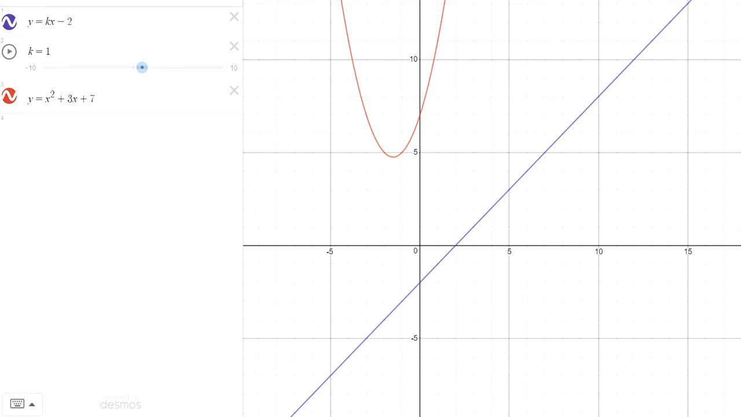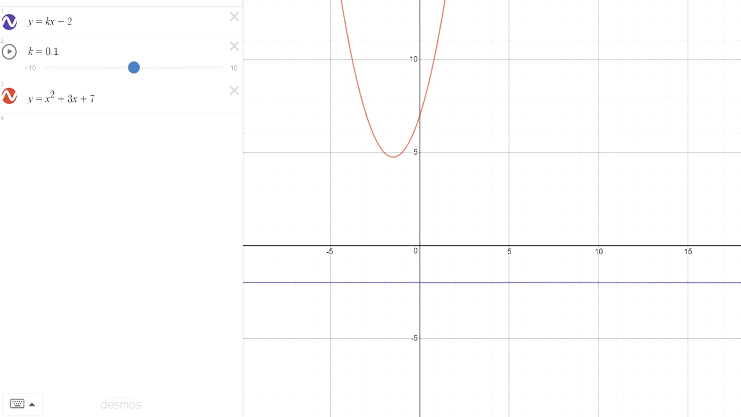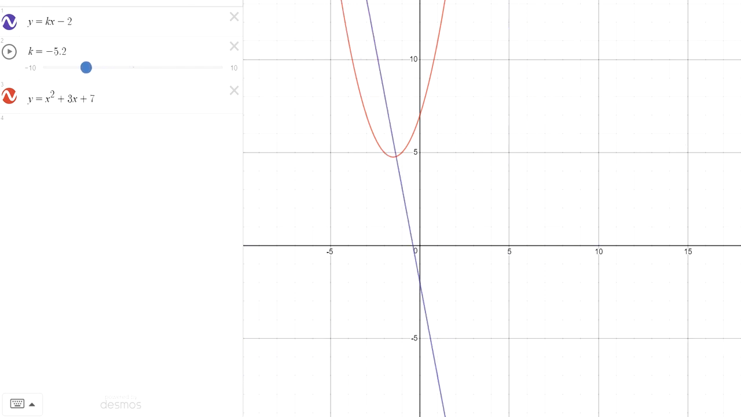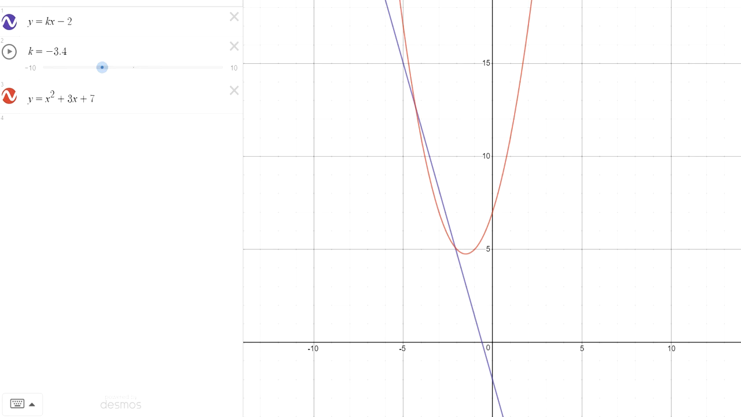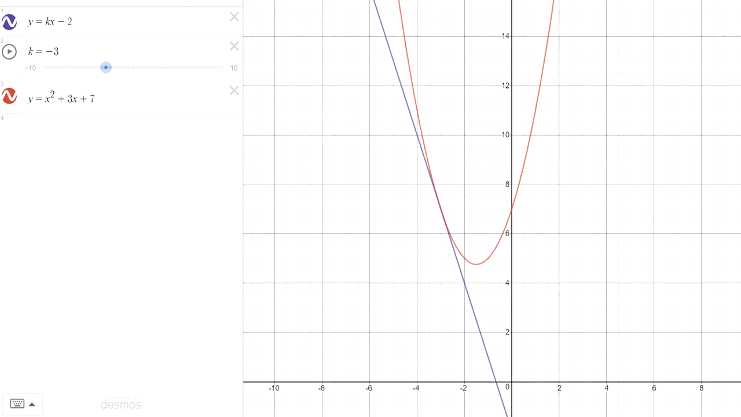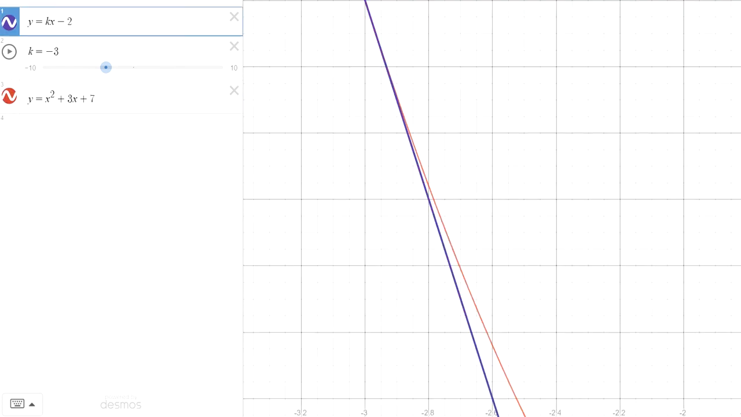As you can see, when k equals 1, the line does not intersect the curve at all. But when I change the value of k, we see that there is a possibility of one intersection, meaning one tangent, or two intersection points. Now the question wants the value of k for which it will be a tangent to the curve. That is at this point, k equals negative 3. We see that it touches the curve at one point only.